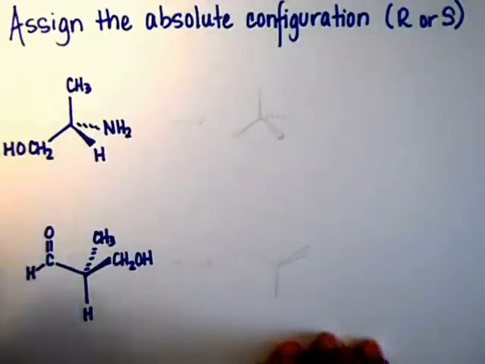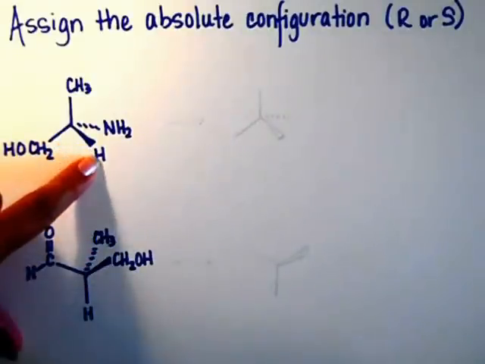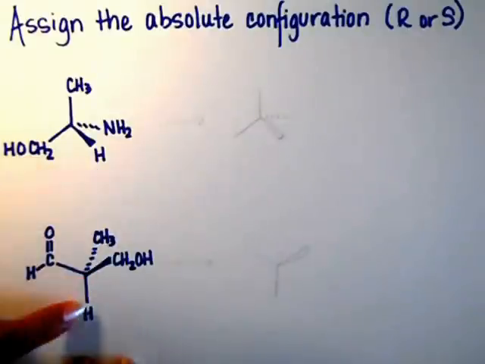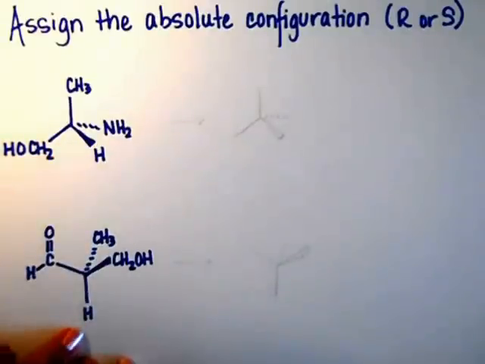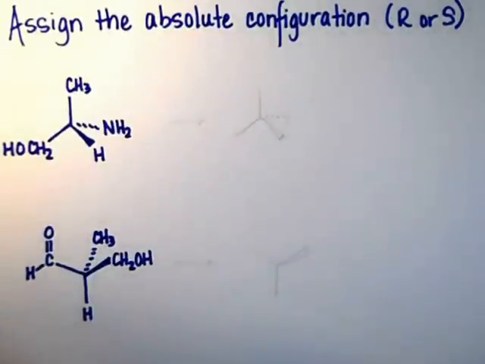We're going to assign the R and the S configuration, which is also called the absolute configuration. But before we actually start, I want you to notice that the hydrogen is not in the back in either one of these. So I am going to practice with you the rotation of the molecule.